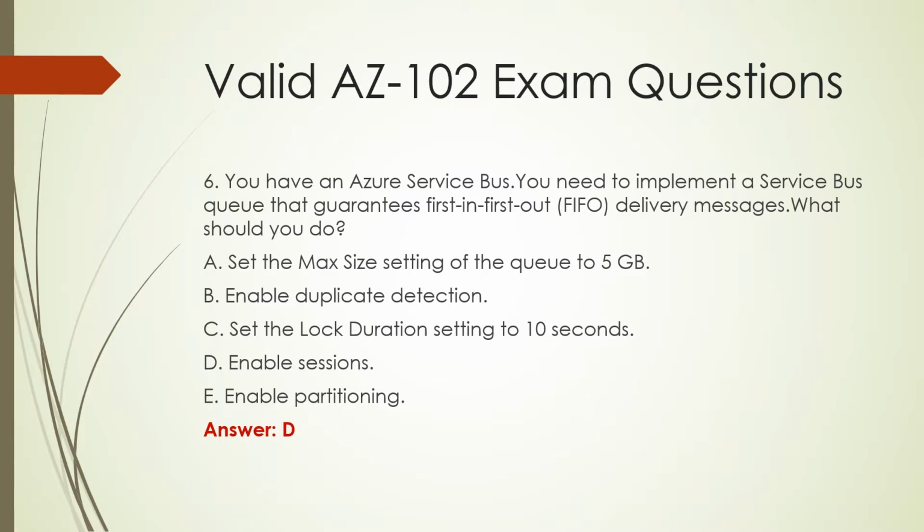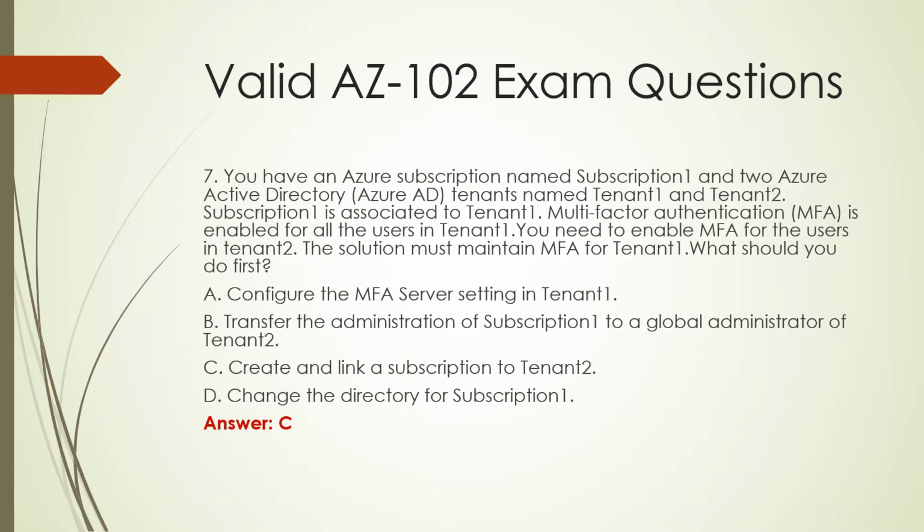6. You have an Azure Service Bus. You need to implement a Service Bus queue that guarantees first in first out (FIFO) delivery of messages. What should you do? A. Set the max size setting of the queue to 5 GB. B. Enable duplicate detection. C. Set the lock duration setting to 10 seconds. D. Enable sessions. E. Enable partitioning. Answer, D.